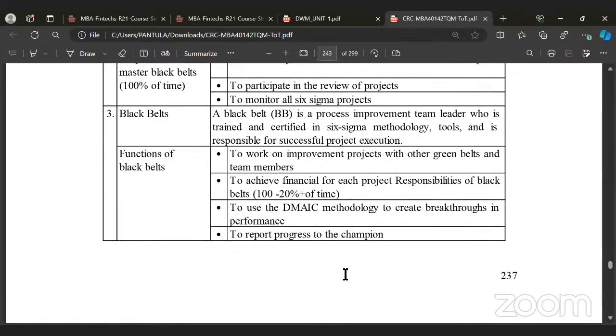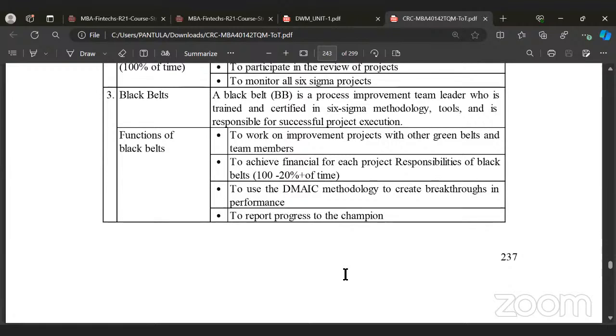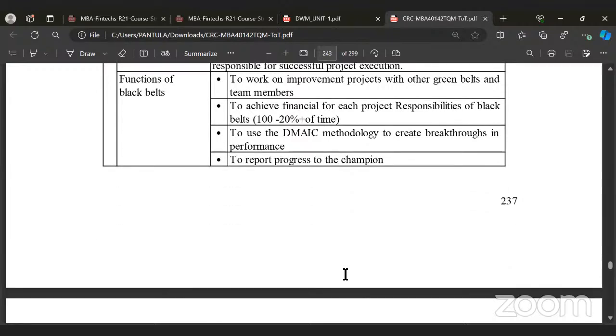Black belts. Black belts are process implementation team leaders who are trained and certified in Six Sigma methodology, tools and responsibilities. Functions of black belt: to work on improvement projects with green belt team members to achieve the financial goals for each project. Responsibility of black belt: 100 to 120% of their time.